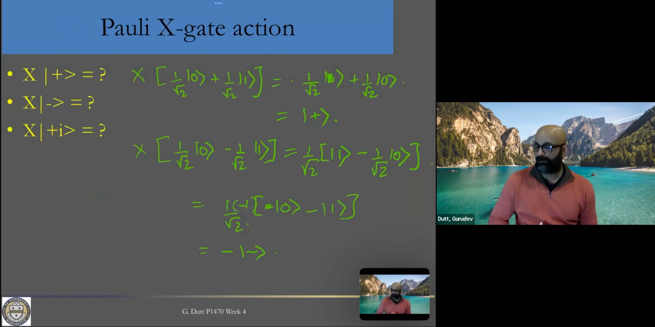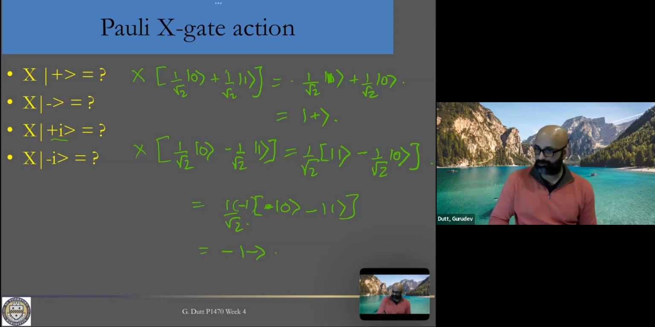Okay, I'll let you work out for yourself what X acting on plus i and minus i is. It's very straightforward. It's just exactly the same thing. But now, instead of having 1 over root 2, 0 plus 1 over root 2, 1, you'll need to add the plus i there because that's what plus i is.